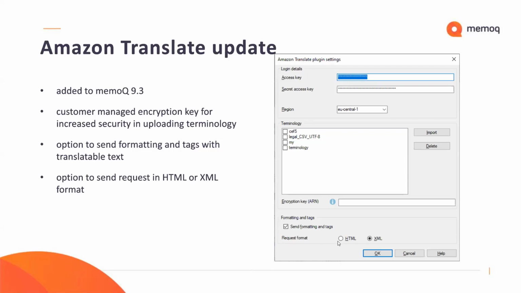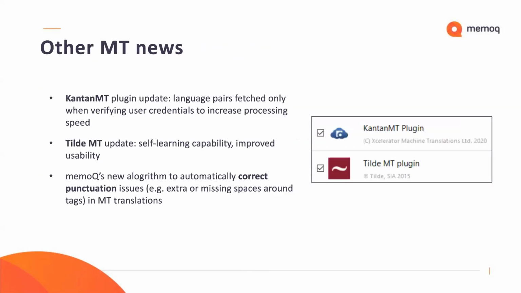In addition, we also introduced what has become standard in many of the plugins, formatting and tags options. So you can send formatting and tags, and you can even select whether you want to send your request to the MT engine in HTML or XML format. So that's Amazon Translate, and some minor updates.